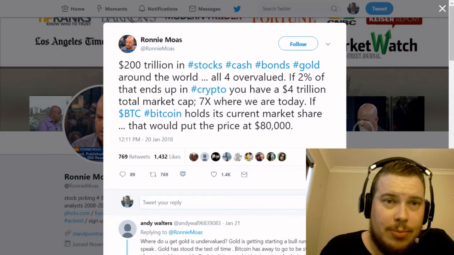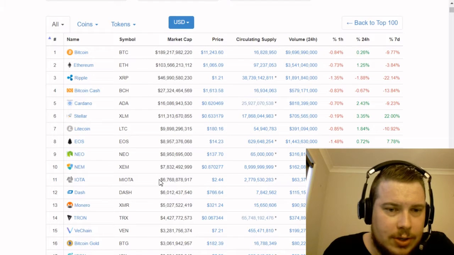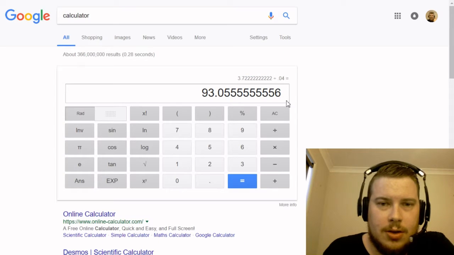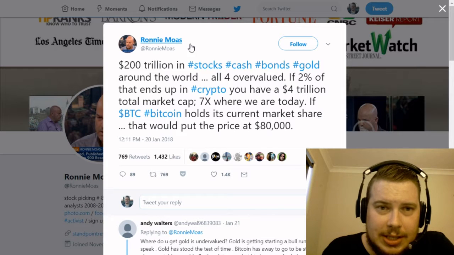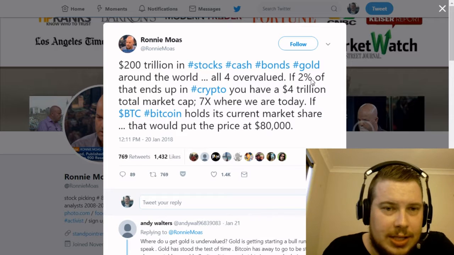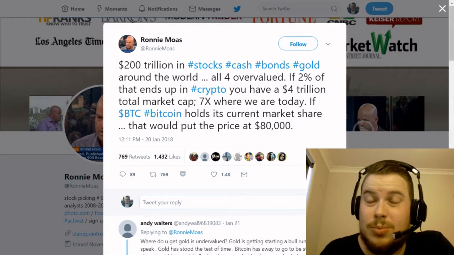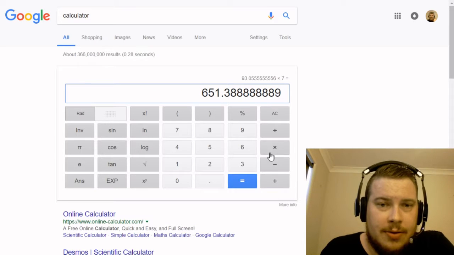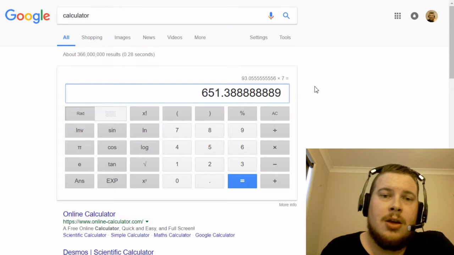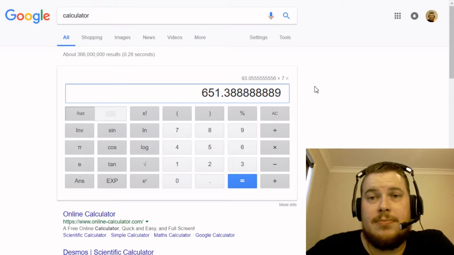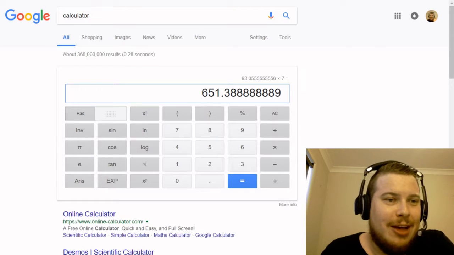But say in the example of what we were looking at here, we thought this Burst coin was going to go up to the IOTA levels. We also have to times that by 7. Hypothetically, if what Ronnie was saying is correct, and 2% does go into crypto, we do have a $4 trillion market cap, which isn't unbelievable, to be honest. It would be 651 times gains. So $1,000, you would have over $500,000. So you can see how there's money to be made in cryptocurrency. So that's what we look at for that one.